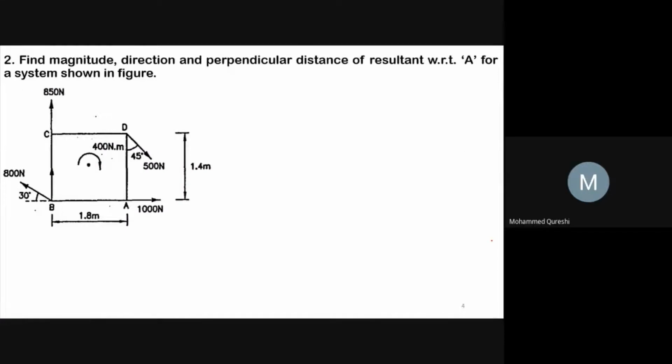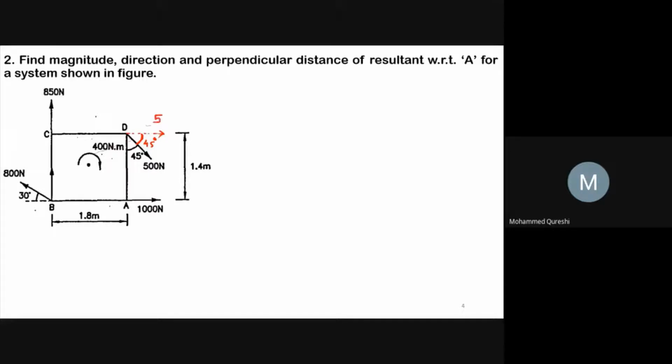Now let us go for another example. Here in the second example, it is given that we have to find the magnitude, direction and the perpendicular distance with respect to point A for the system shown in figure. So here also 500 Newton force is making an angle 45 degree with the vertical axis. So we will consider this 45 degree over here with reference to horizontal x-axis.